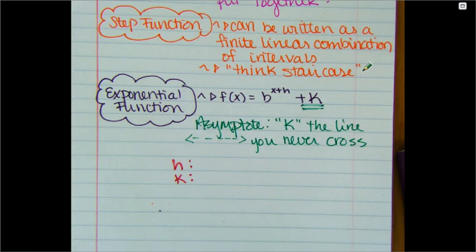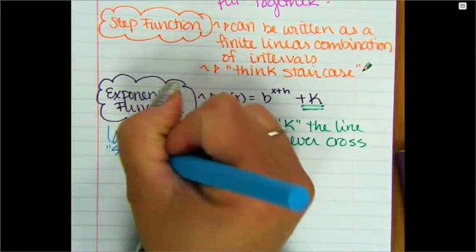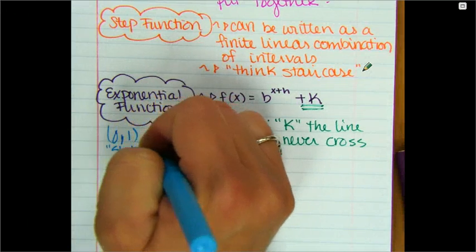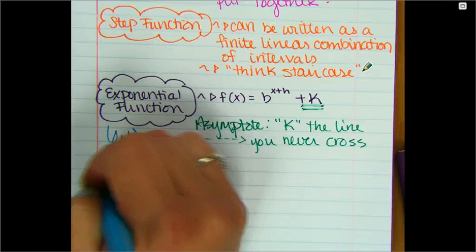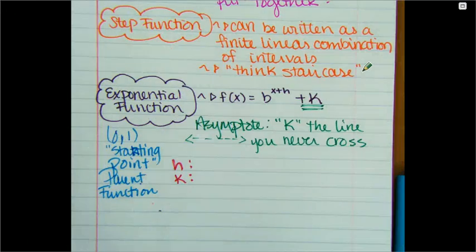H is going to determine left and right. Remember this point was the starting point every single time for the parent function. What kind of one? Ordered pair. 0, 1. So we're going to write that down. Our starting point is always what? 0, 1. Remember, that's your parent function. So there's my parent function.